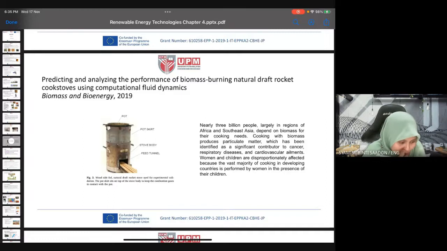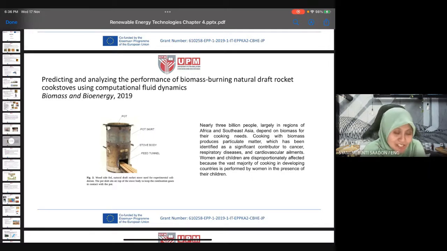The energy source is from biomass. Nearly 3 billion people, especially in Africa and Southeast Asia, even around our area here, still depend on biomass for their cooking needs. However, we know that it produces a lot of particulate matter, which can contribute to cancer and other serious diseases, especially in women and children.